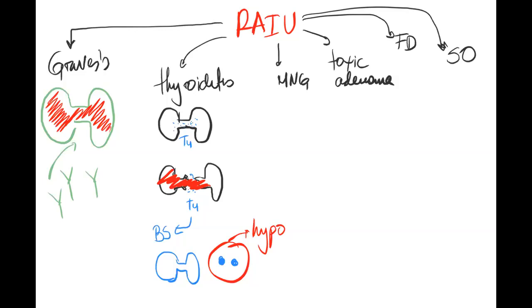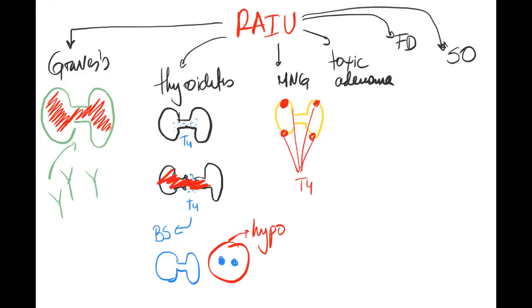Now, the multinodular goiter and toxic adenoma at the end are the same. What is the difference? In the multinodular goiter, we're going to find multiple nodules that are going to produce excess of T4. So, for example, this patient is going to get a nodule here, a nodule here, a nodule here, a nodule here. And those nodules are going to produce T4.